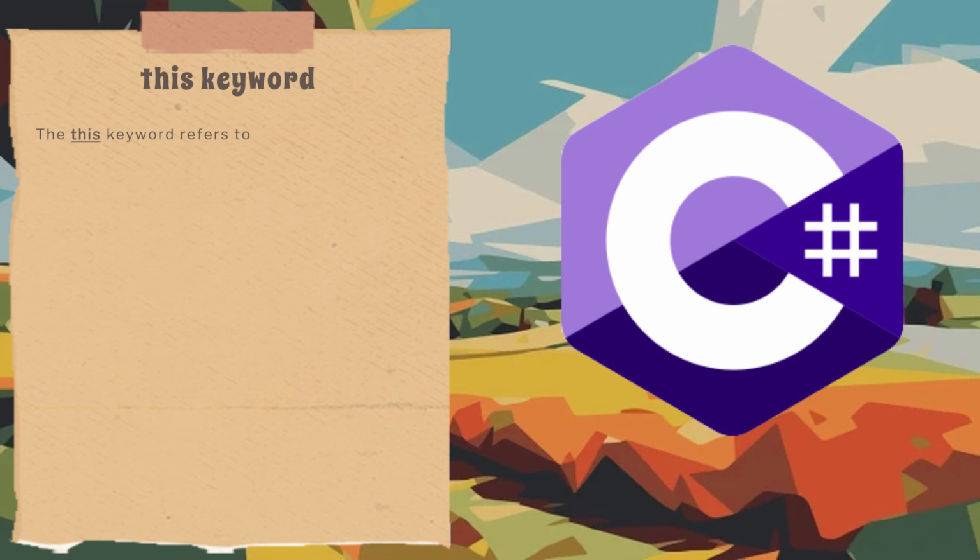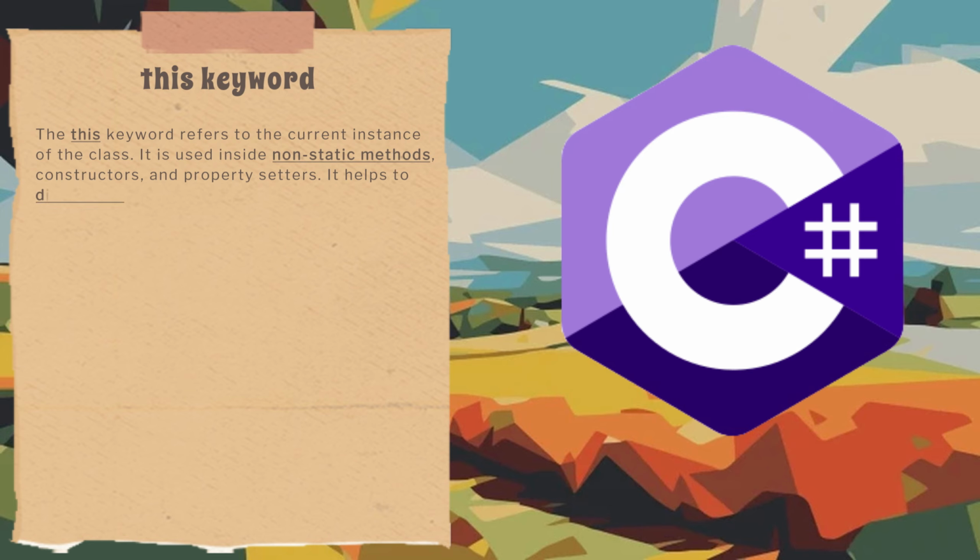The this keyword refers to the current instance of the class. It is used inside non-static methods, constructors, and property setters. It helps to distinguish between instance fields and parameters when they have the same name. It can also be used even if there is no naming conflict, to make the code more readable or consistent.